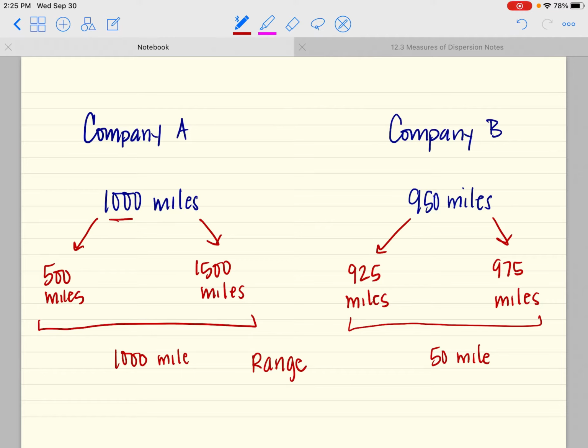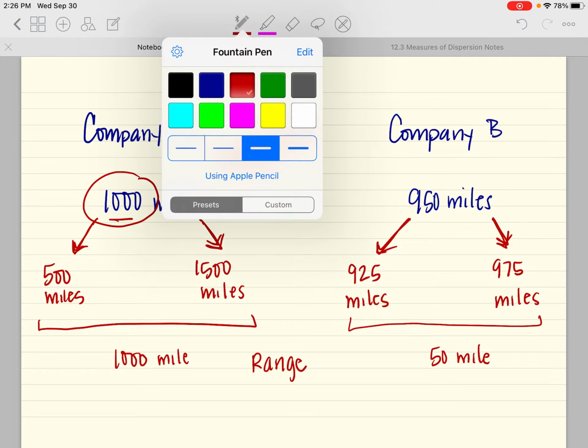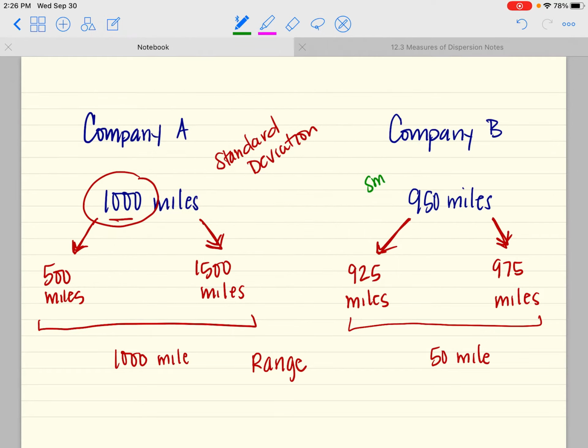Also important to know is how close all the data pieces are to the mean. So when I said the average was 1,000, that sounded good, but these values were really far from that 1,000. That would tell us that something called the standard deviation, the second measure of dispersion, is really big because these numbers are far from the mean. And in company B, the 925 and the 975 are pretty close to the mean. So this would be a smaller standard deviation.